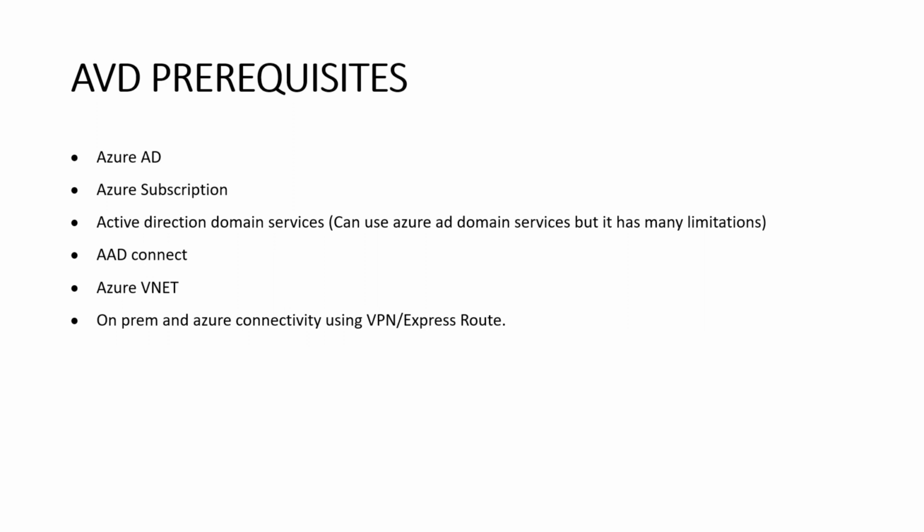If you are already using your on-premises domain controller, you can use that with a VPN or ExpressRoute connection or connectivity to Azure. Otherwise, you can also use Azure AD Domain Services, but I won't recommend it because it has too many limitations: you cannot add a domain, you cannot have a domain admin, and there is limited group policy support. The most important thing Azure AD Domain Services does not have is MSIX app attach; you cannot deploy it if you use Azure AD Domain Services.